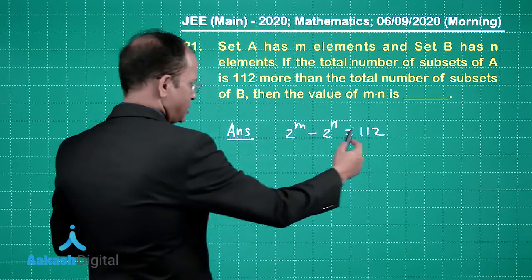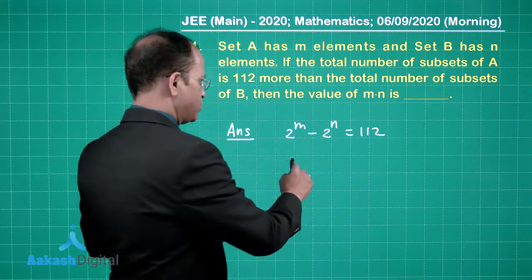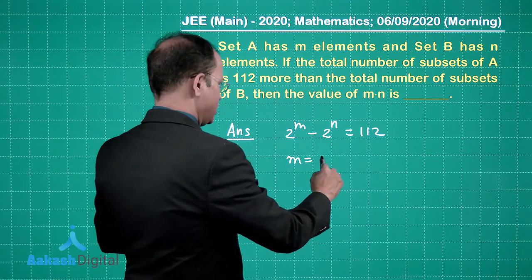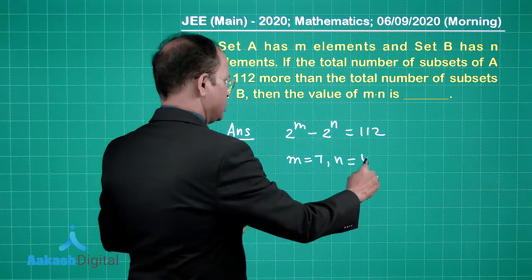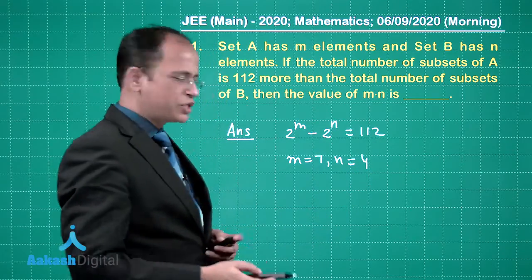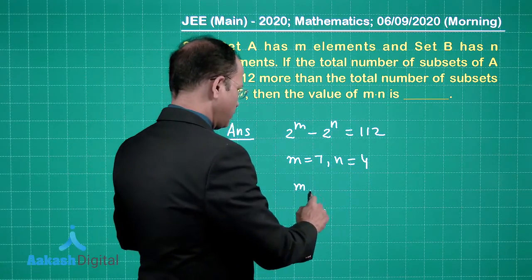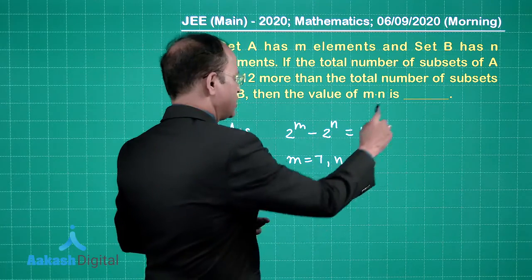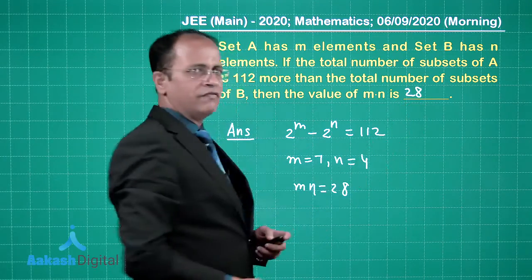So we can just see by inspection, we can just find out that m is coming out to be 7 and n is coming out to be 4. So if I talk about the multiplication of 7 into 4, mn is coming out to be 28. The final answer is 28 we have.